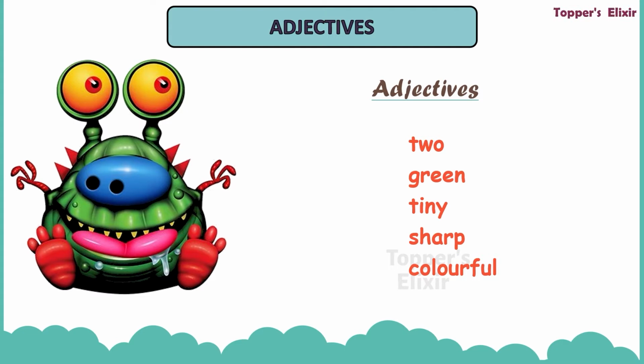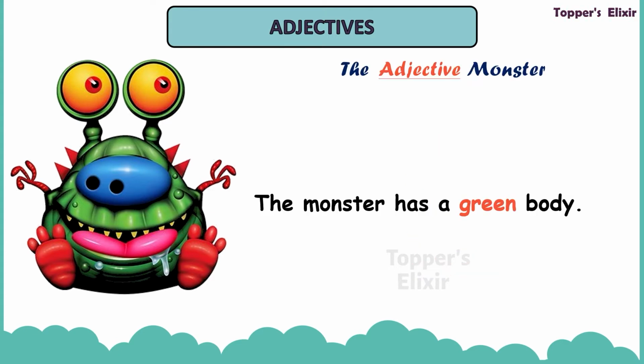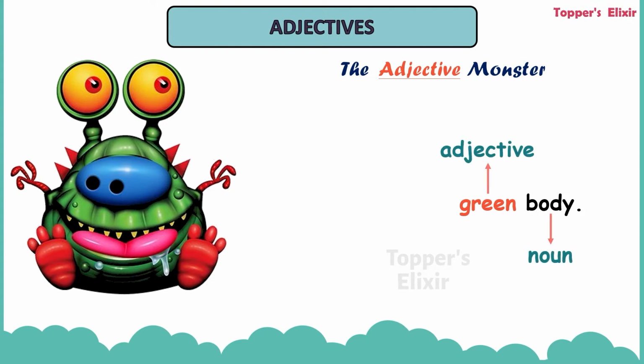You see, the moment you added adjectives, you were able to give a clearer picture of what you were trying to describe. For example, in the sentence, the monster has a green body, the noun body was made more specific by introducing an adjective green. That's why adding adjectives allows the listener to get a better understanding of the object that is being talked about. Adjective is a word that tells us more about a noun. So in simple terms, an adjective is a word that is used to describe a noun.